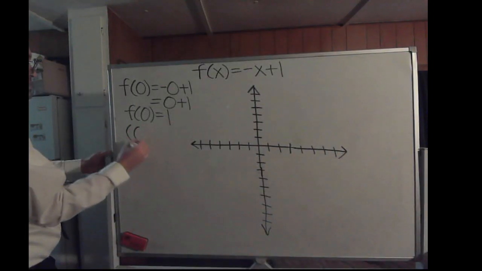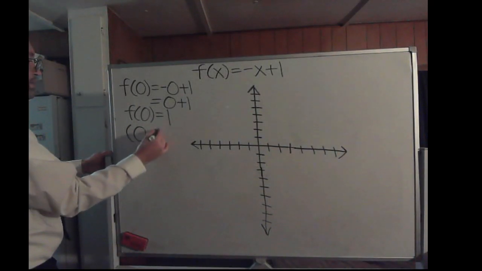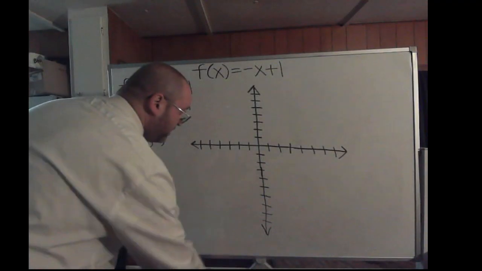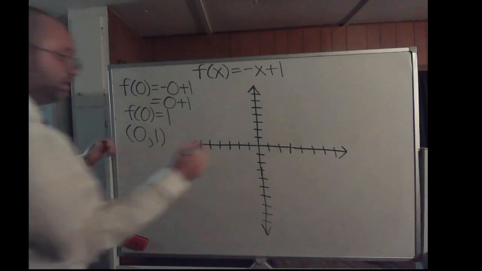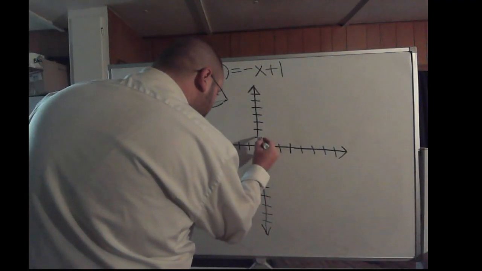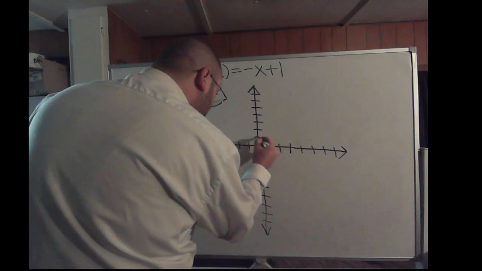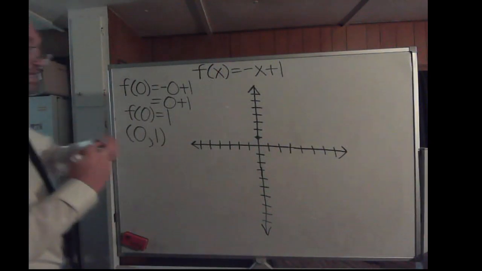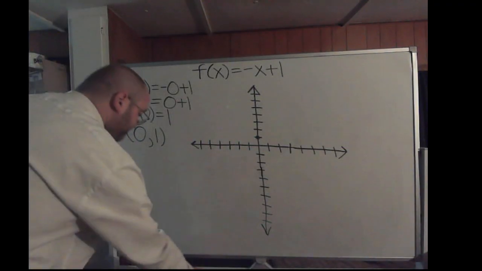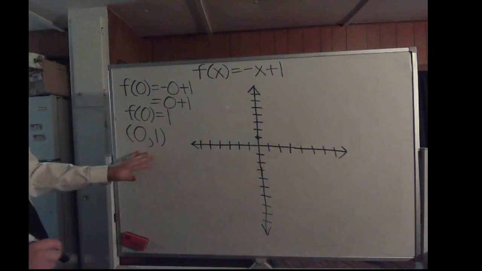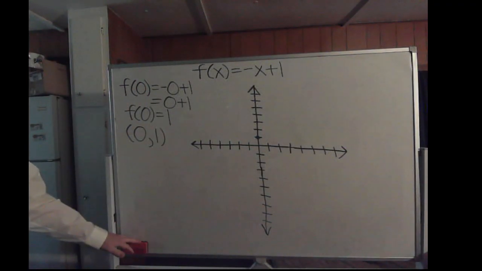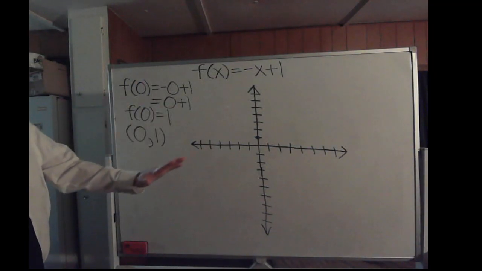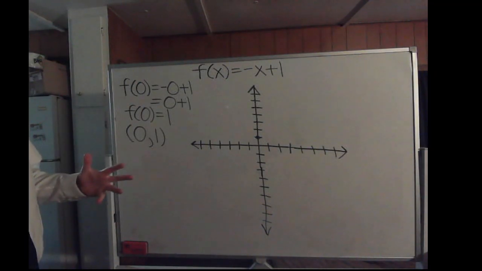So when x is 0, y is 1. So you get the coordinate 0, 1. So let's go ahead and plot 0, 1 on our graph here on the coordinate plane. So there's the point 0, 1 right there. So we found the y-intercept. Let's find the x-intercept. And to be honest, you could put any value in for x you want and you'll get out a value of y.